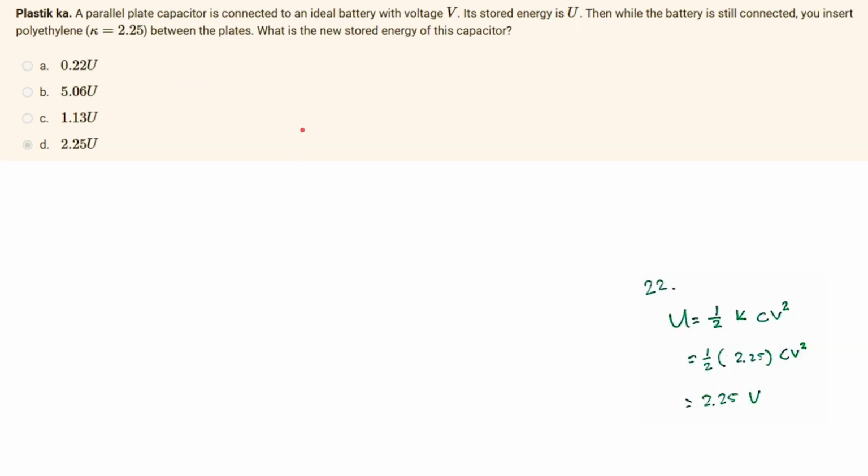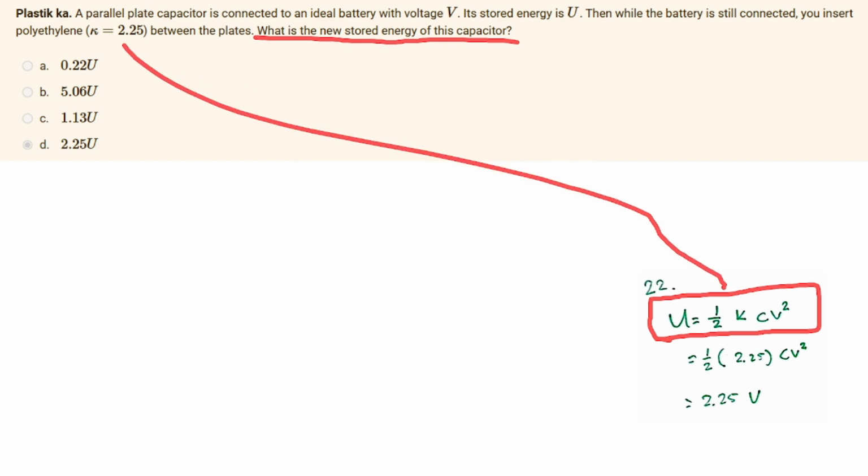Okay, this one is another simple question. What is the new stored energy of the capacitor? So U equals 1/2 kCV squared, with k being 2.25, so it increases by a factor of 2.25. That's it. It's increased by 2.25 compared to the original capacitor, so it's 2.25.